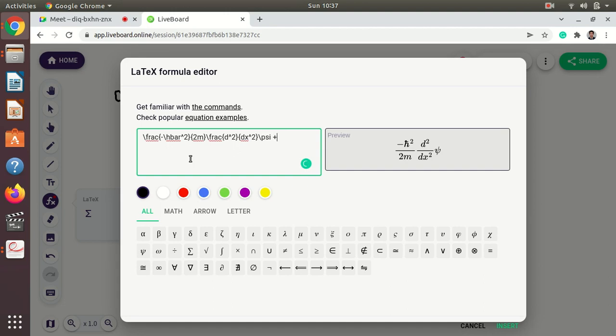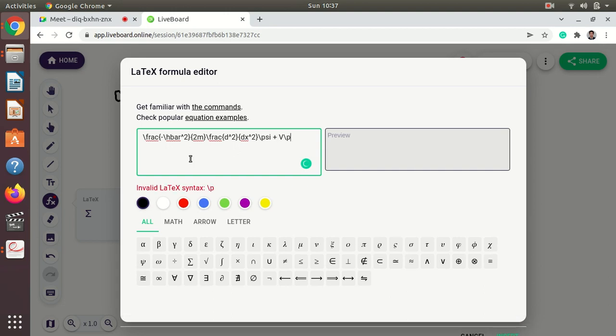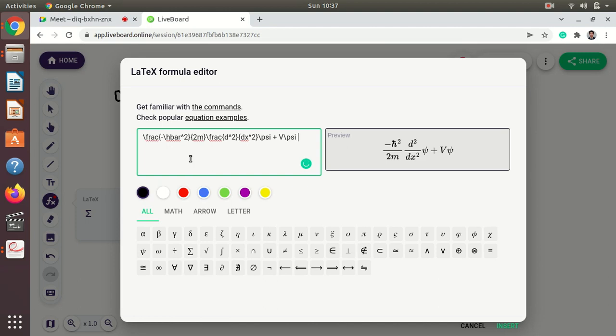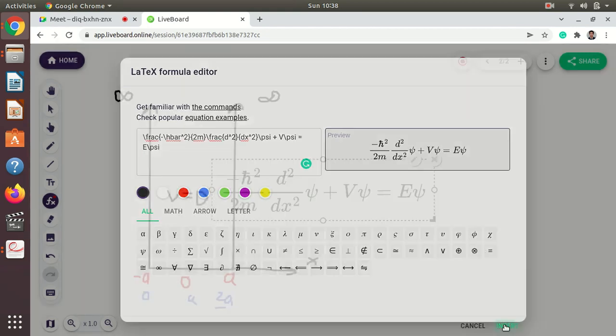plus V psi, where V was the potential energy. This is equal to, in the time independent part, kinetic energy plus potential energy is constant, so the total energy is also constant. So we don't take i h cross del by del t, we take the eigenvalue E, or sometimes we also write it as H, representing the Hamiltonian. Okay, so this is our equation, the Schrodinger time independent equation. So we have to use this equation.